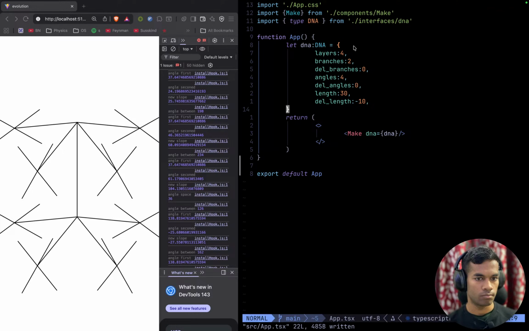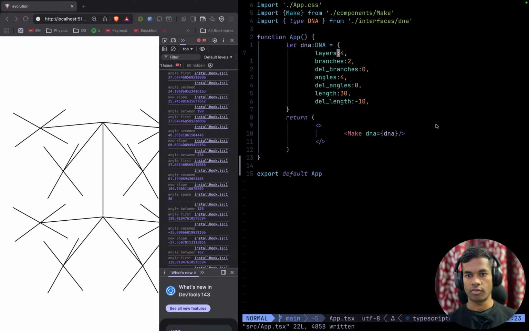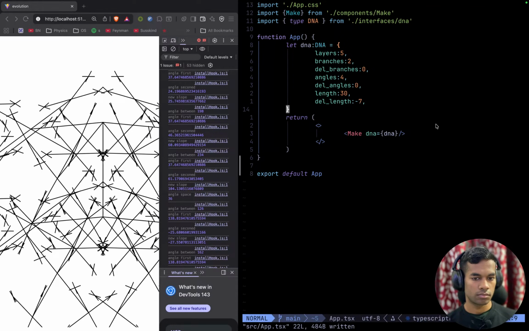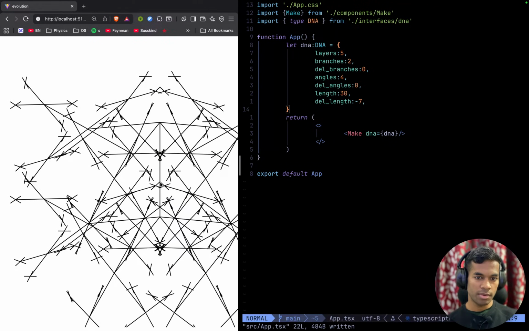Minus 10. I think we can work with this. These images that are formed, I think they are fine. They are fine. Not really fine, but yeah, it works. This is somewhat like what we were aiming for.